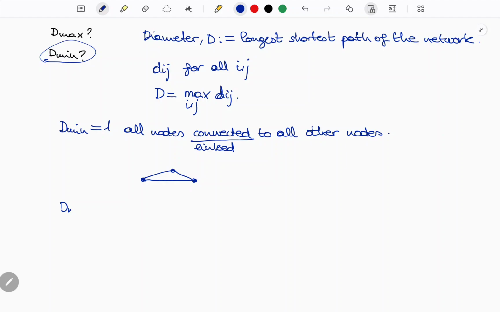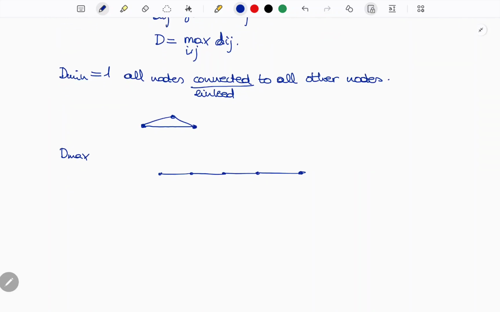And for the maximum value, they have to be connected, so it has to be a connected network. I think the thing that makes sense is that this is going to be like a line, so all nodes are in a line. If this is node 1, node 2, node 3, and so on until node n, then the maximum distance would be from this node to this other node, and it's going to be n minus 1. So the max is going to be equal to n minus 1. So these are the two possibilities.